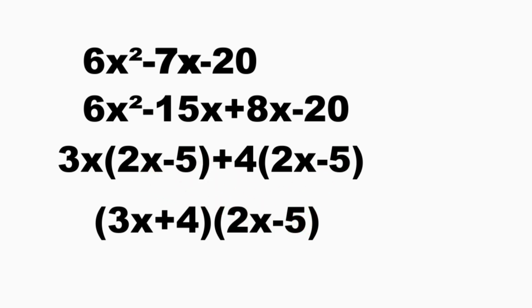So this is how the AC method works. You multiply the first term and the last term, and look for the factors that, if you add or subtract them, will give you the middle term. Then from those factors you separate the middle term into those numbers, group, factor out the common factors, and then you will get the answer.